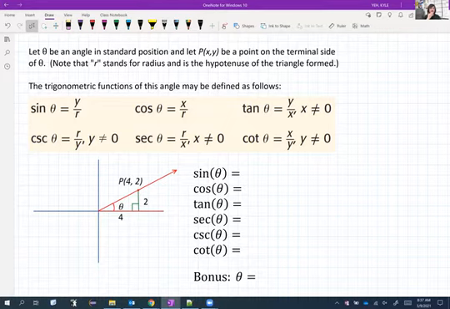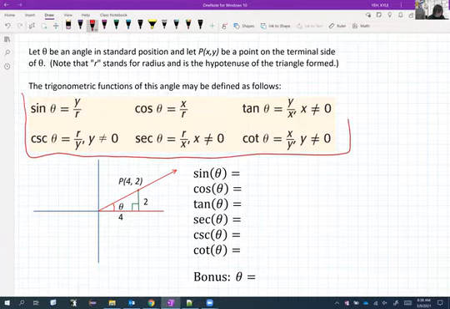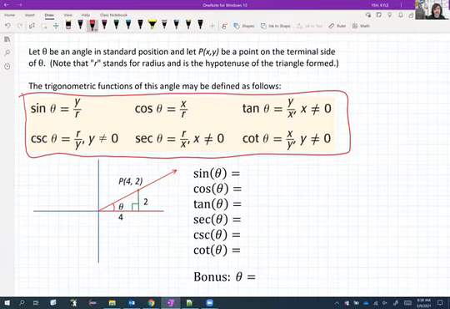If you're looking at the screen right now, it says let theta be an angle in standard position, and let P, (x, y), be a point on the terminal side of theta. Note that r stands for the radius and is the hypotenuse of the triangle formed. Then the trigonometric functions of this angle may be defined as follows. Right now, you want to pause the video and write down what I just boxed in red. Sine theta is y over r. Cosine theta is x over r. Tan theta is y over x, provided that x doesn't equal 0 because we can't divide by 0.